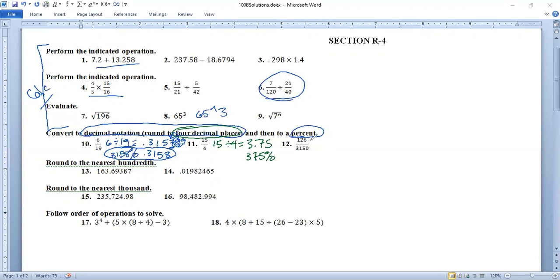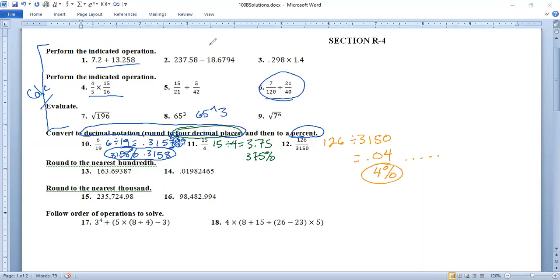All right, 126. That's this one over here. Let's get a different color. 126 divided by 3150. And that equals 0.04. Again, we don't need to go out 4 decimal places and round. It is already there, 0.04. And then move it 2 places and that gives us 4%.